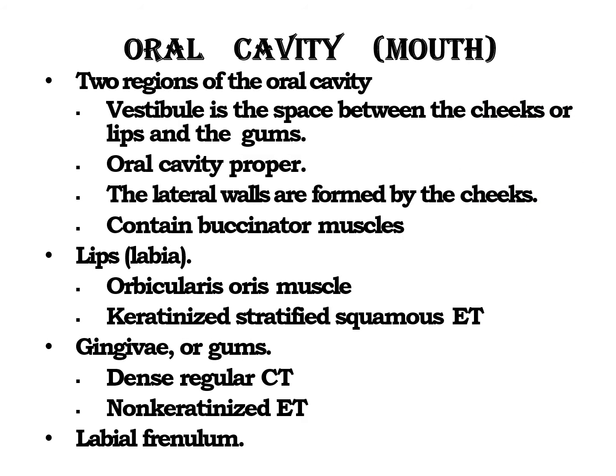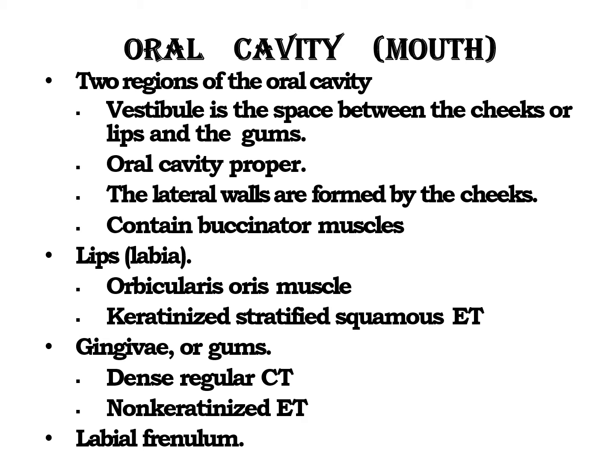The oral cavity has two regions. The first part is called the vestibule and the second part is called the oral cavity proper. The vestibule is the space between the cheeks or the lips and the gums. The oral cavity proper is the part which is present between the lateral walls which form the cheeks, and it contains buccinator muscles.